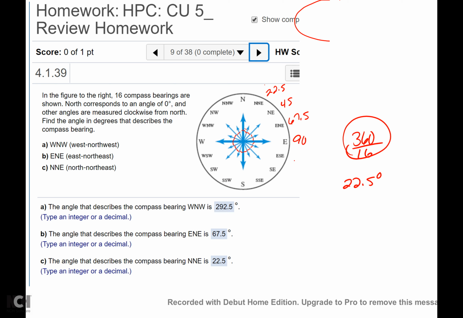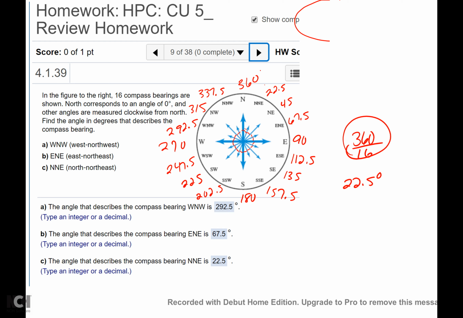Plus 22.5 makes that 112.5. Plus 22.5 makes that 135. Plus 22.5 makes that 157.5, plus 22.5 makes that 180, plus 22.5 makes that 202.5, plus 22.5 makes that 225, plus 22.5 makes that 247.5, plus 22.5 makes that 270, plus 22.5 makes that 292.5, plus 22.5 makes that 315, plus 22.5 makes that 337.5, plus 22.5 makes that 360 degrees.